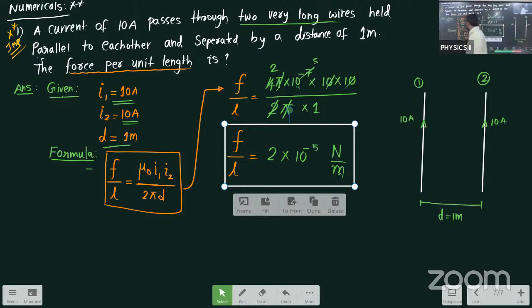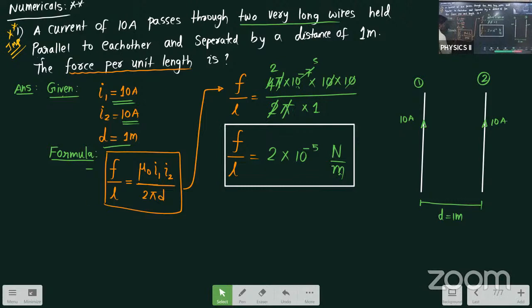And what is the formula for force per unit length? The formula is F by L is equal to mu naught I1 I2 divided by 2 pi d. If you substitute all these values, we get the final answer. I hope you understood this.